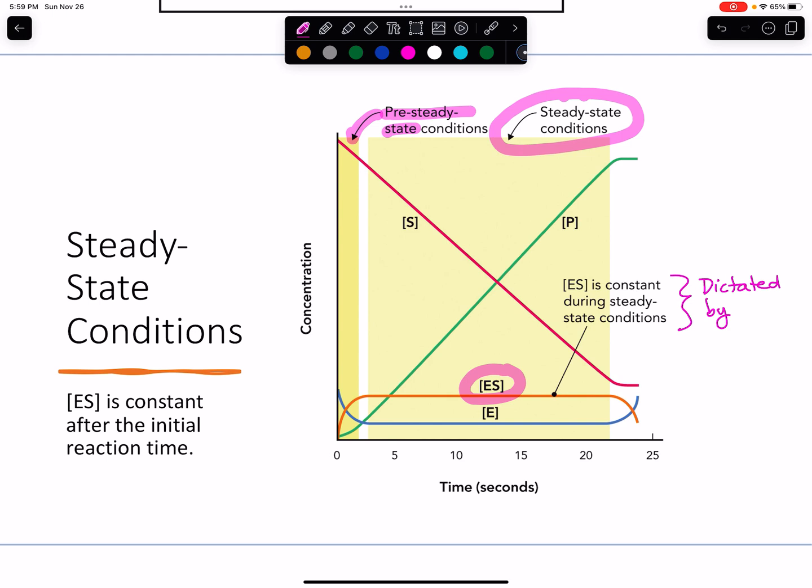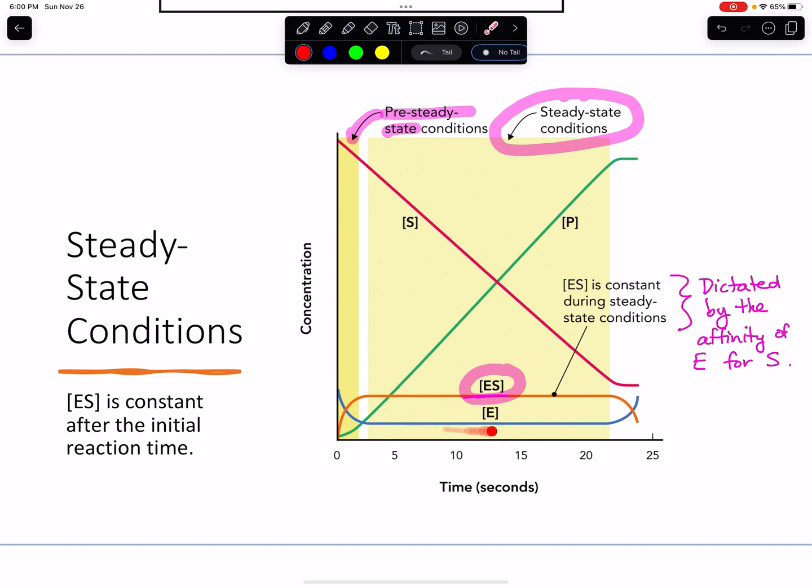So when I am in this zone, the thing that controls how much of that enzyme-substrate complex is there is not whether the enzyme can find the substrate. There's lots of substrate around, it can find it. It's just dictated by the affinity of the enzyme for the substrate. So when I do my experiment, when I'm only collecting data in this region, I don't want to go too late in my experiment, and I don't want to look too early.